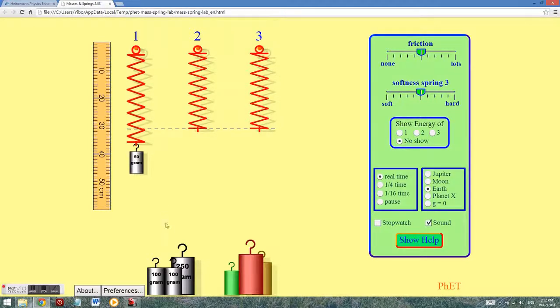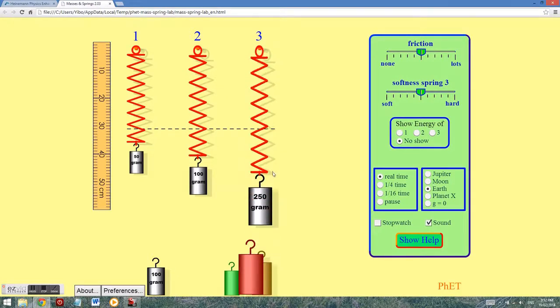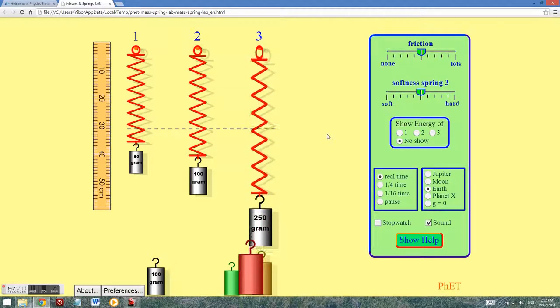If I put 100 grams on the other spring, it becomes longer again. Now if I put 250 grams on there, it becomes longer. So this is called the elastic region of the spring.